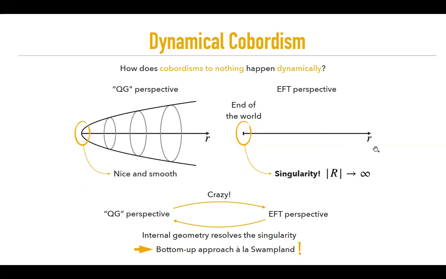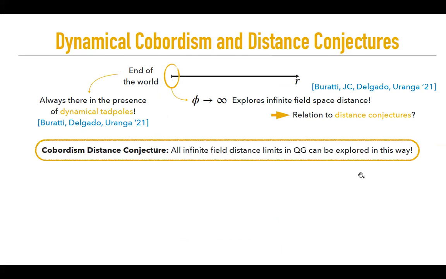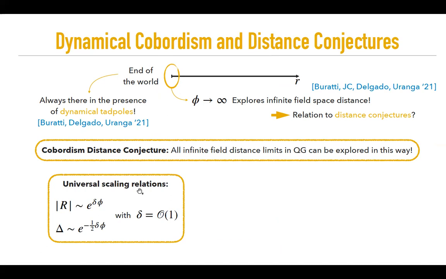So, essentially we looked at many examples and we showed that for many cases, not all of them, you basically find some scalar running to infinite distance, and we try to check for some relation for the distance conjecture. And what we saw in all the examples is that indeed there is some universal scaling relation in how the Ricci scalar is blowing up with the distance, and how the distance to the end of the world is also behaving with the field distance, with some delta, which is order one in Planck units, and those two being related in all the examples we checked.